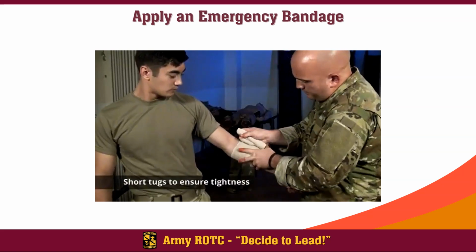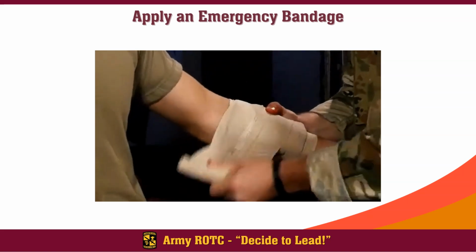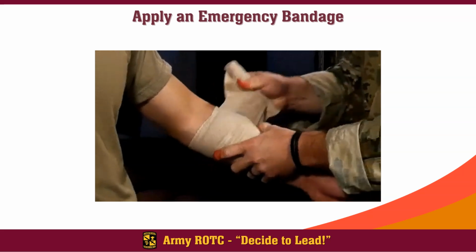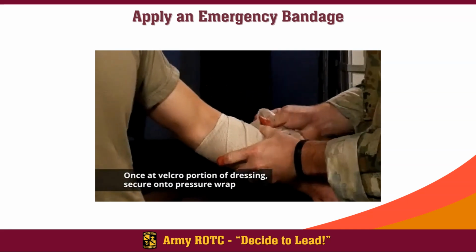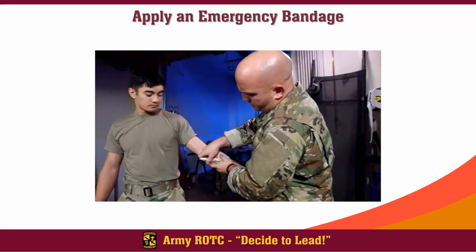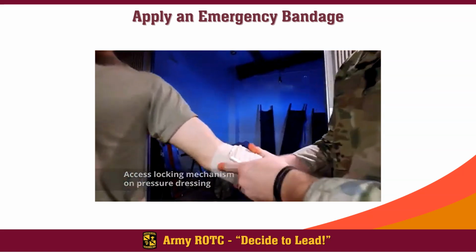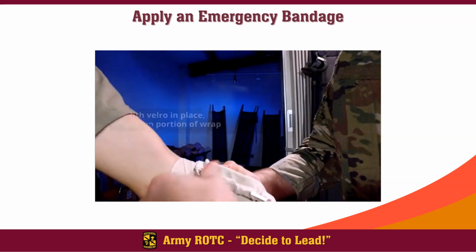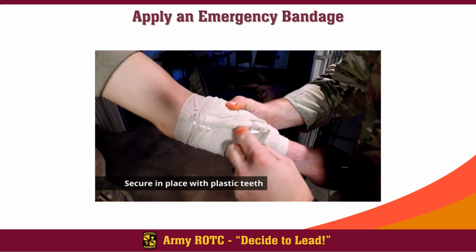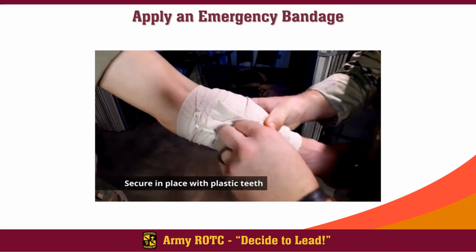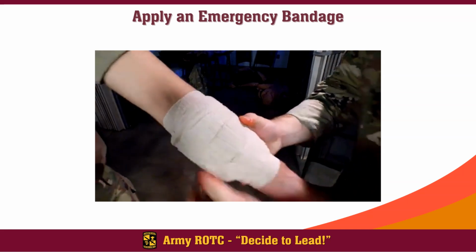Short tugs to ensure that we're tight. Until we get to the Velcro portion of the emergency trauma dressing. There's a locking mechanism on this dressing. Once we've Velcroed, we want to pull up a portion of the wrap and secure it in place with these teeth. That completes pressure dressing.